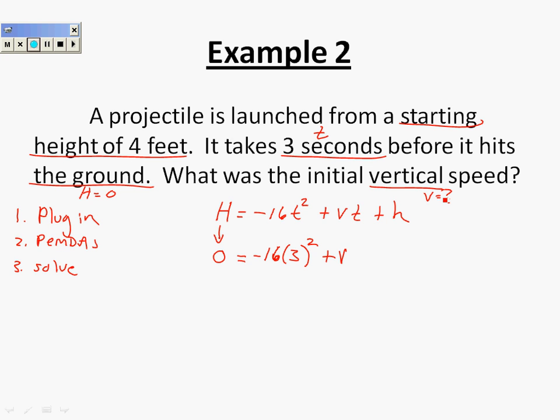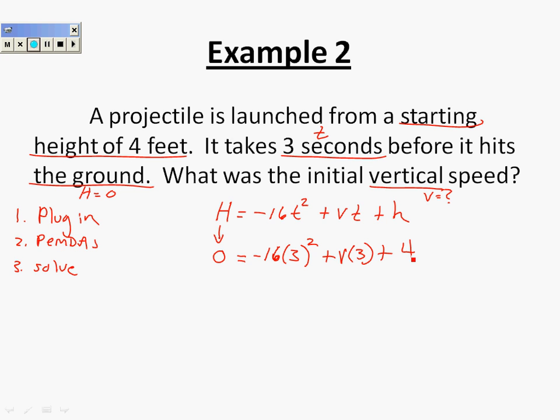So that one's going to stay V. And then the T is still going to be 3, right? And tonight the little h will be starting height. The little h is starting height. It's 4 because the directions say the starting height is 4 feet. So the little h is 4. All right. Now let's go ahead and work our way through it.